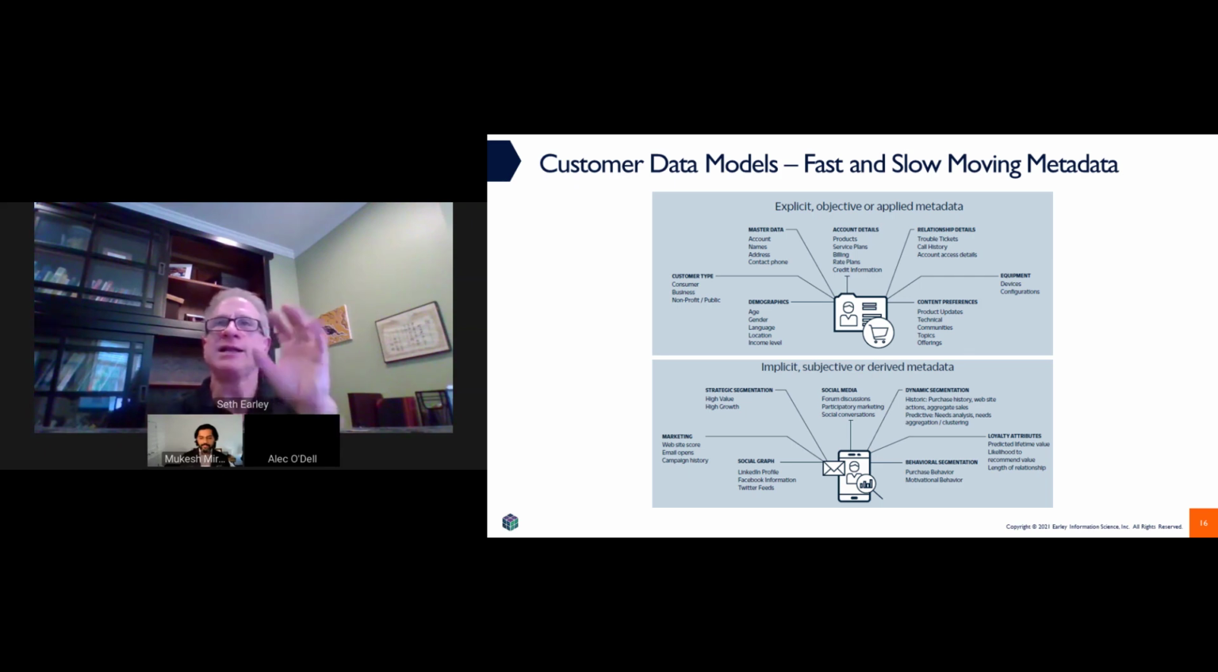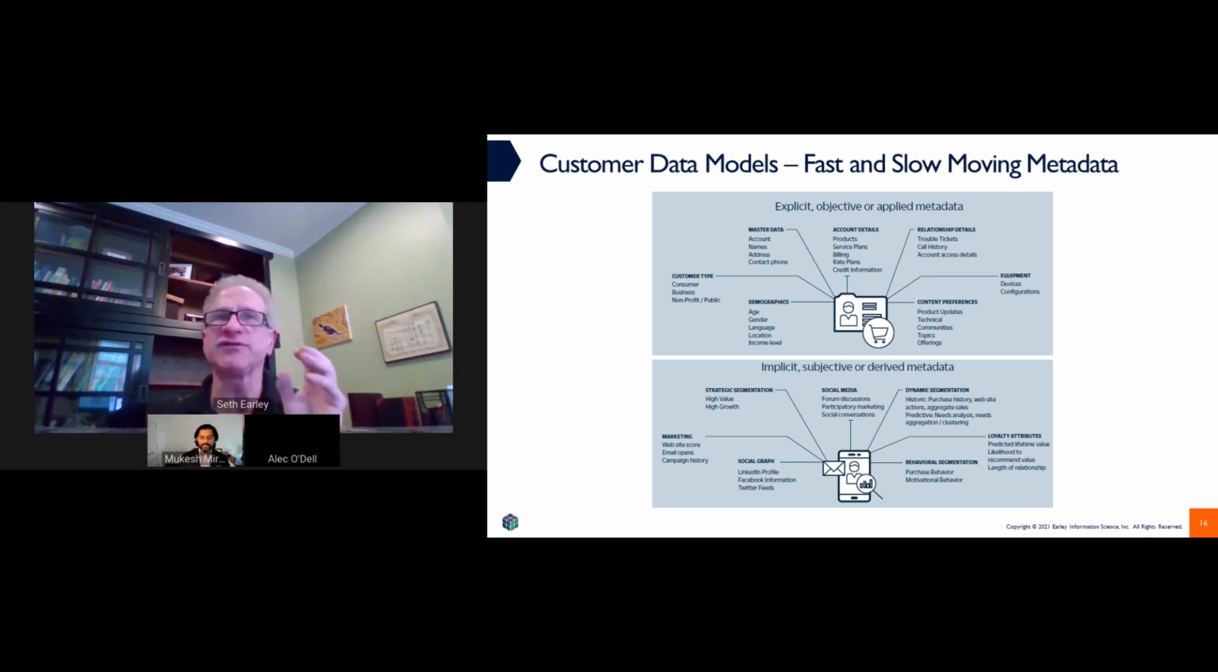So let's take a deeper look at customer data models and think about this from the perspective of fast-moving and slow-moving metadata. Sometimes you can call it explicit or objective or applied, and some of it's derived or subjective, but the point is there's stuff that moves fast and stuff that moves slow. Slower moving might be customer type, business or consumer. It might be some of the demographics, some of the account details, the relationship, content preferences, or equipment, right? It changes, but it doesn't change moment to moment, day to day.